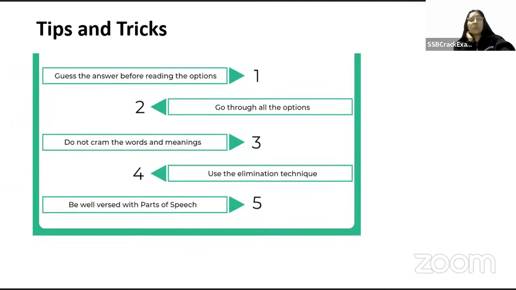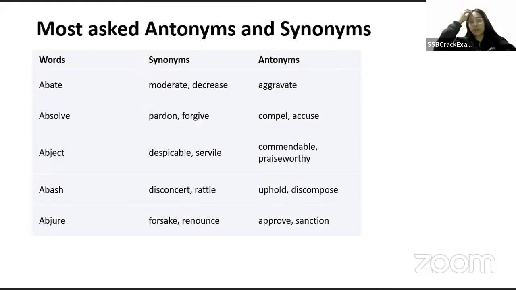We have already practiced so many questions on synonyms and antonyms, so you can try them as well. There are so many mock questions you can practice, and I have put this list out here: most asked antonyms and synonyms. When you are done with those questions, I would suggest you go through this as well. Have a look at the most asked antonyms and synonyms for the exam. So do check the list here, okay?